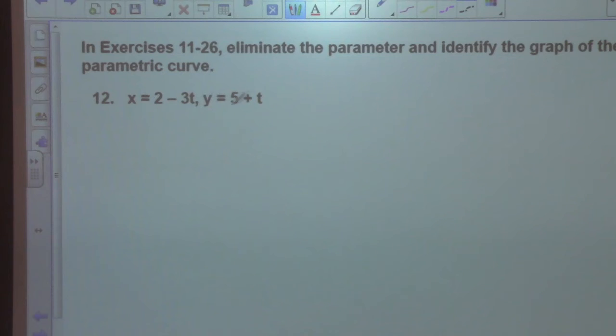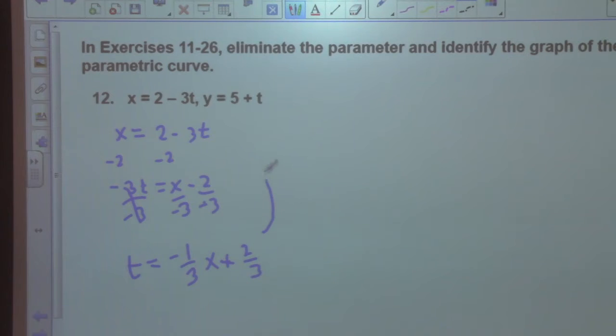So for this one, what are you going to do first? x equals 2 minus 3t. Yeah, so subtract 2, right? Subtract 2, so you get negative 3t equals x minus 2, and then divide by negative 3, right? t equals x minus 2 over negative 3, so you have t equals negative 1/3 x plus 2/3.